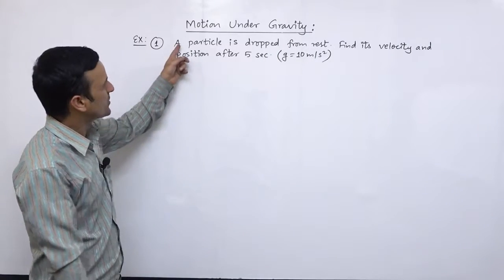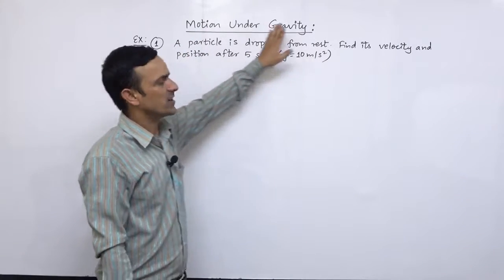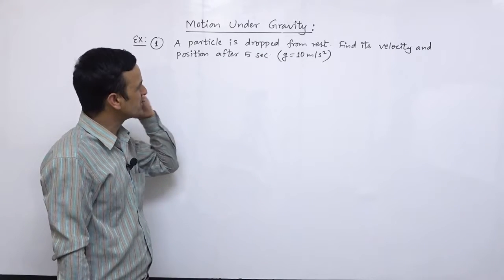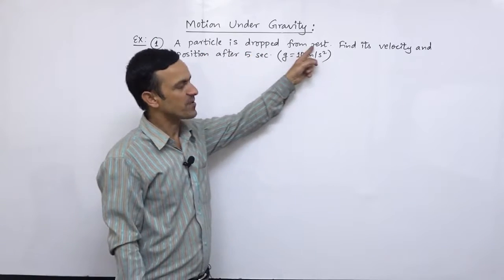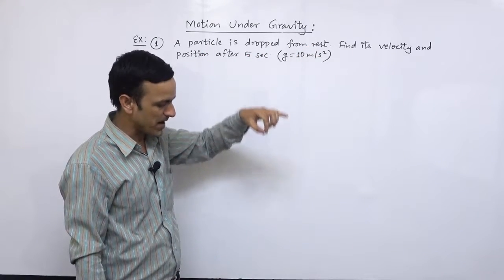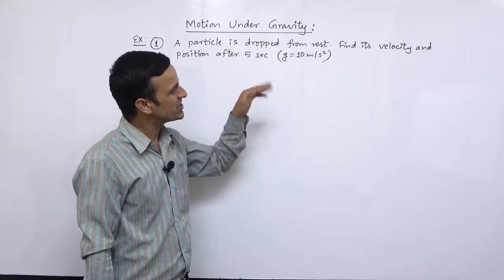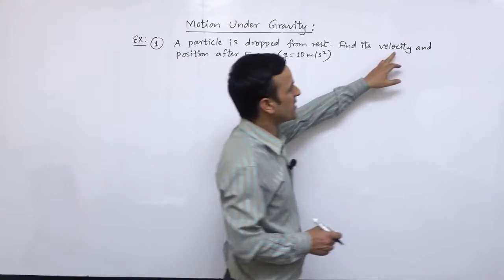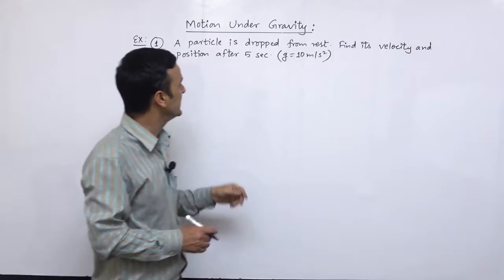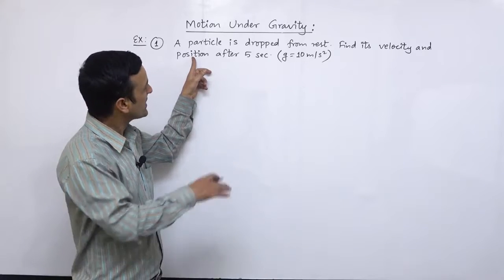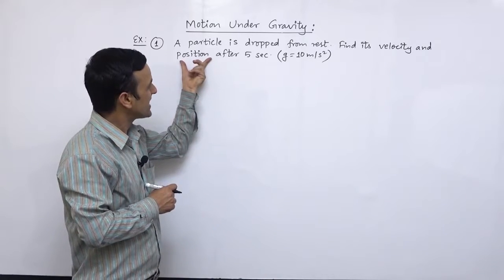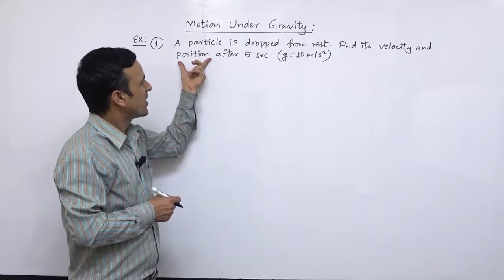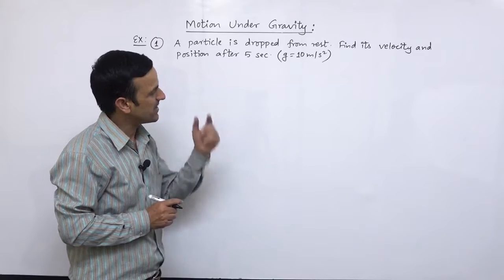So we have one question regarding motion under gravity. Gravity सँग related question हामीसँग छ. So in this question, one particle is dropped from rest. So from rest position, one particle is dropped. That means its initial velocity becomes 0 at that position. And find its velocity, that means final velocity, and position, at what height it is. So that distance or height is to be found out. And after 5 seconds, time is 5 seconds.